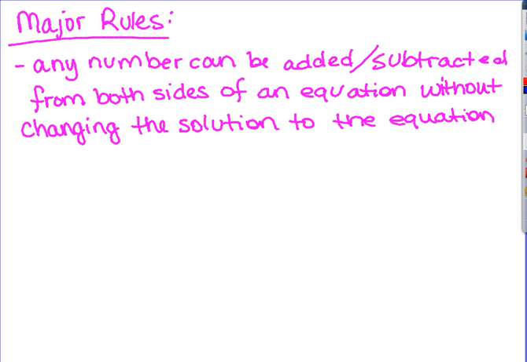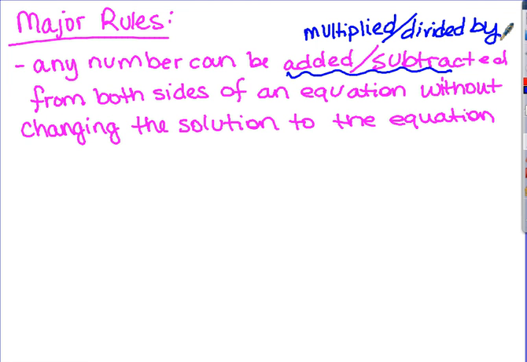The next rule is very similar. Any number can be, and we can replace added or subtracted with multiplied or divided by. That is the second rule. Any number can be multiplied or divided by both sides of an equation without changing the solution to the equation. Same concept.